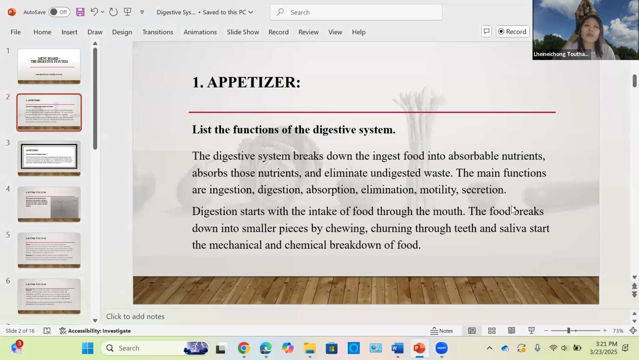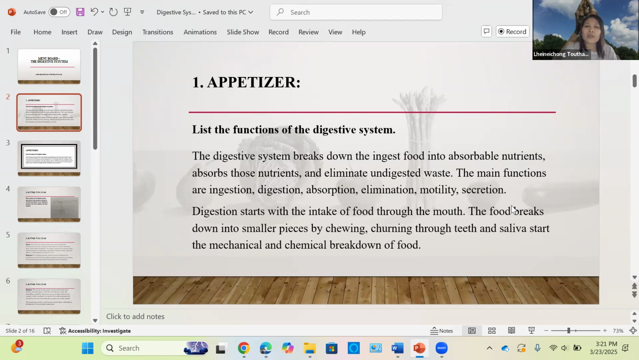And for my appetizer, I select the functions of the digestive system. We already know that the digestive system breaks down the ingested food into absorbable nutrients, and these nutrients we eliminate as undigested waste. The main functions are ingestion, digestion, absorption, elimination, motility, and secretion.